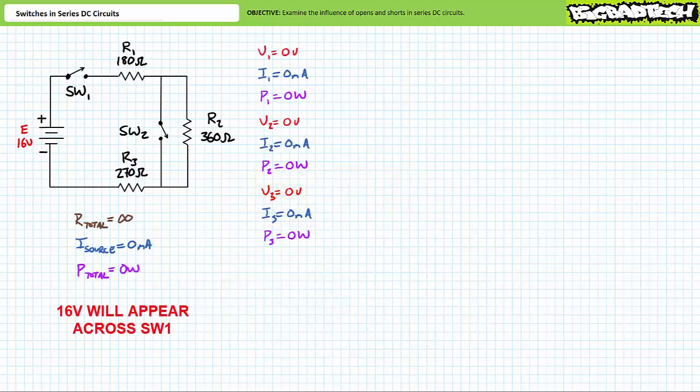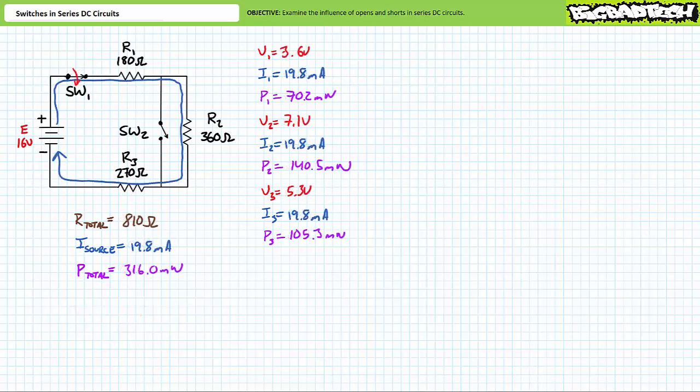Scenario 1 should be easy enough. With both switches open, there is no path for current. No element experiences a voltage drop, nor does any element dissipate any power. The closure of switch 1 places R1, R2, and R3 in series with one another for a total resistance of 810 ohms. As a result, the 16-volt source pushes 19.8 milliamperes of current through this system and supplies 316 milliwatts of power.